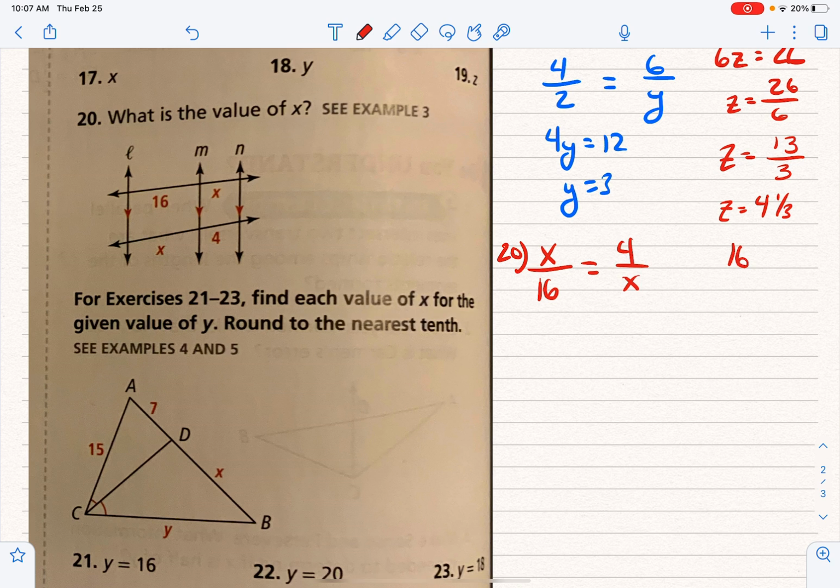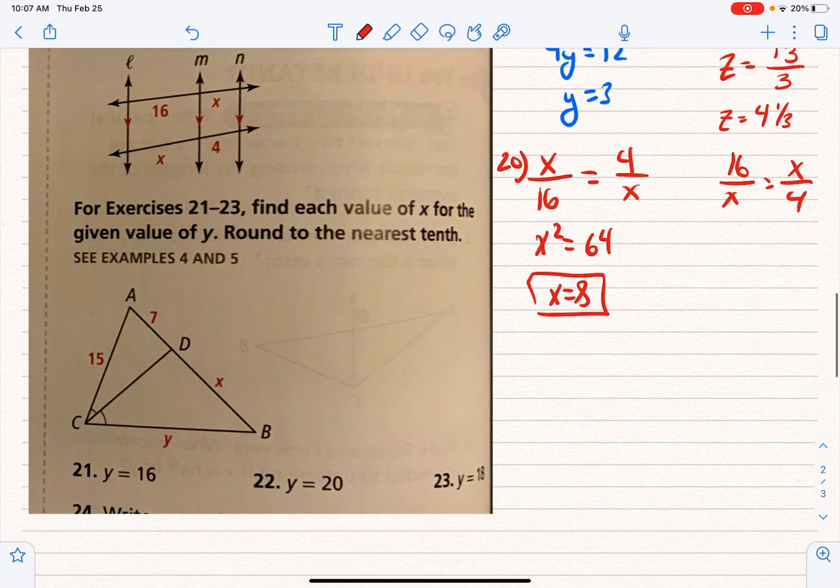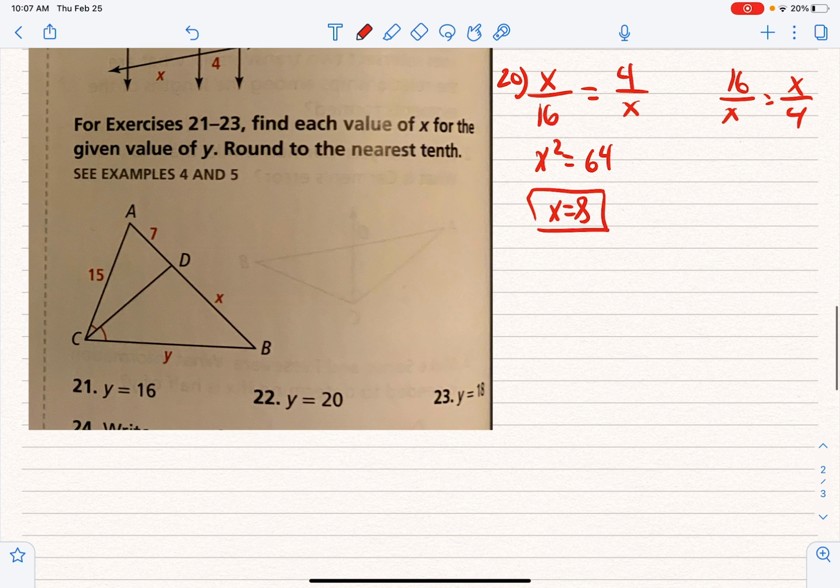You could have written it that 16 is to x the same way that x is to 4. There's a bunch of different ways. Either way, when you cross multiply, you're going to see that x squared is equal to 64, so therefore x is 8. All right? And the home stretch, we got 21, 22, and 23.